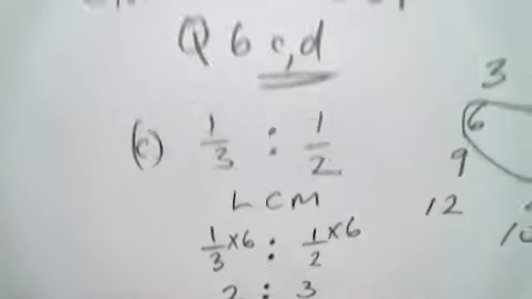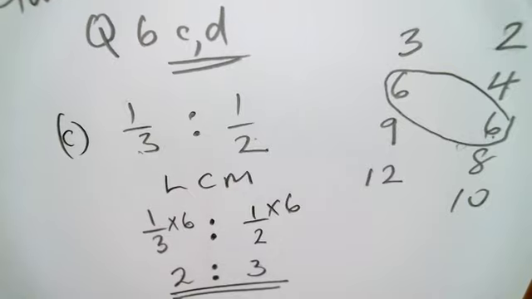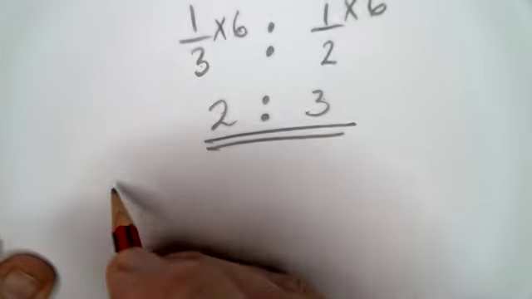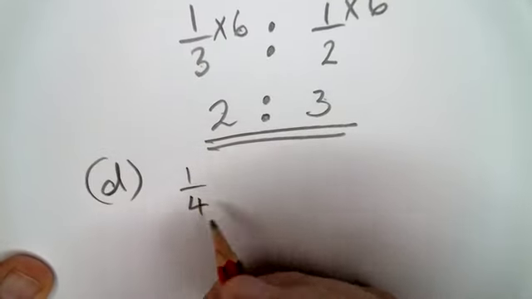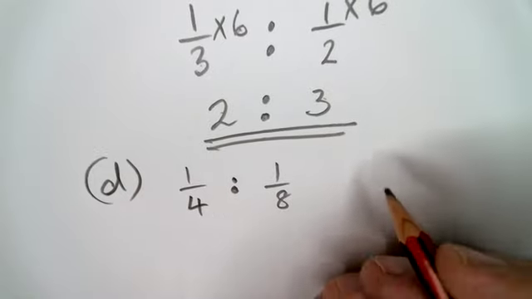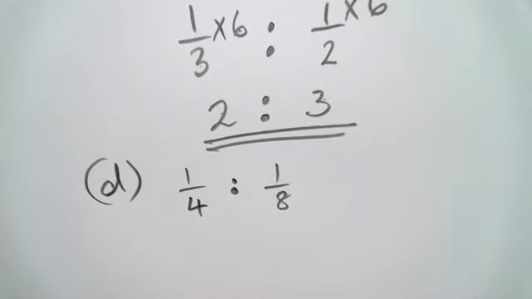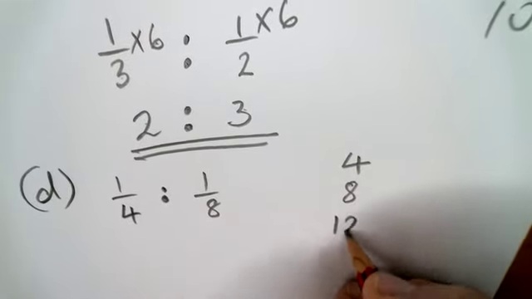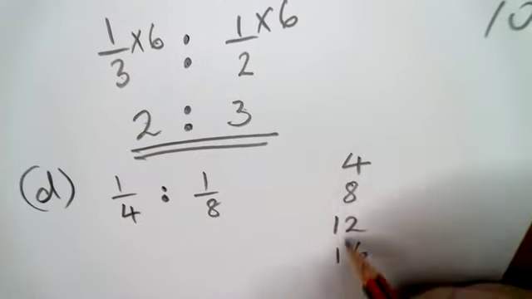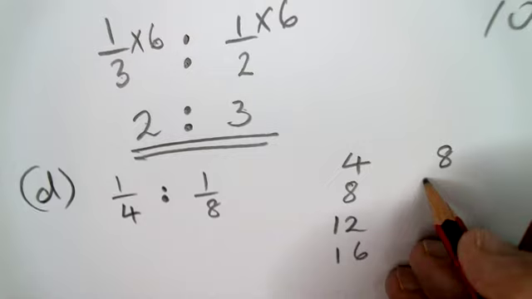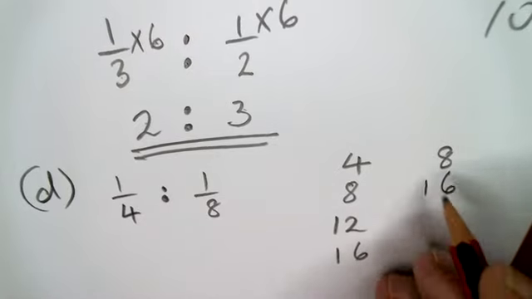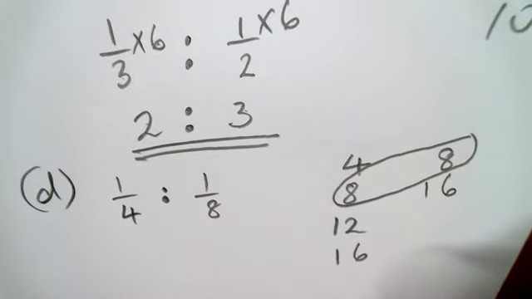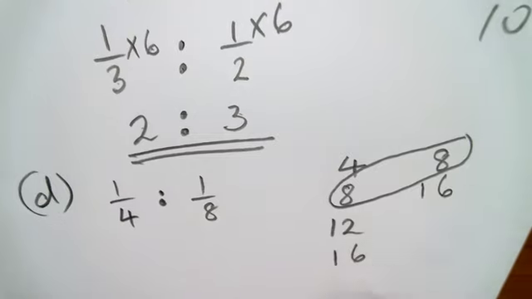All right, let's look at the next one. We've got D, 1/4 to 1/8. Okay, we're going to look for the lowest common multiple. I'll write them out. We've got 4, 8, 12, 16, and so on, the multiples of 4. Let's do 8. We've got 8, 16. Oh, hang on, we've already got one. There it is, 8. You could do 16, by the way, but 8's going to be more friendly and more simple. We want more simple. All right, so let's go for 8.